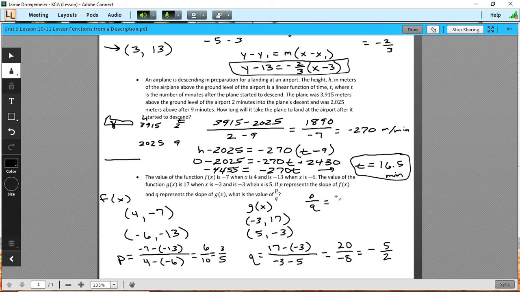So that's 3/5 divided by -5/2. Well, we're dividing fractions, so that's 3/5 dividing by -5/2, the same as multiplying by -2/5. We flip that fraction, and when we multiply these together, 3 times -2, that's -6. 5 times 5 is 25. We would get -6/25 for p over q.